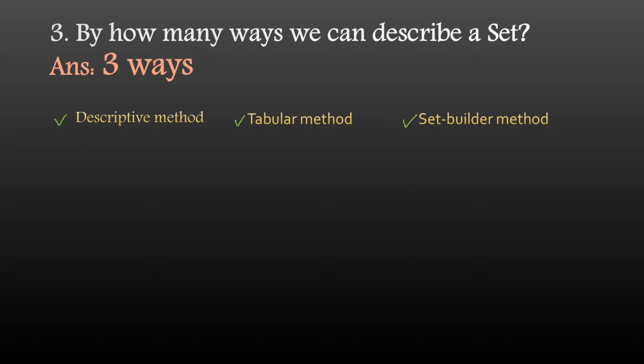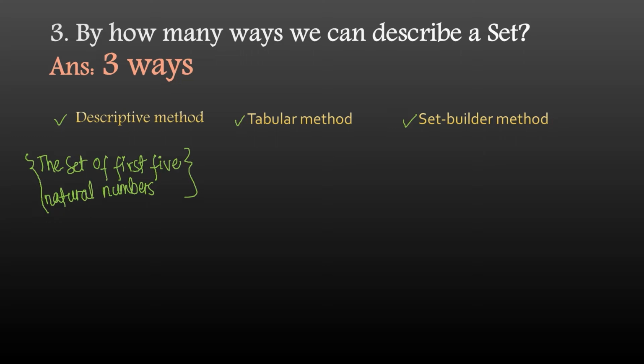Consider in your mind the set of first 5 natural numbers. Okay, how will I describe it in words? Descriptive method: I will write the set of first 5 natural numbers. This will be the descriptive method. The set of first 5 natural numbers. And then I will enclose them in brackets. This is the descriptive method.